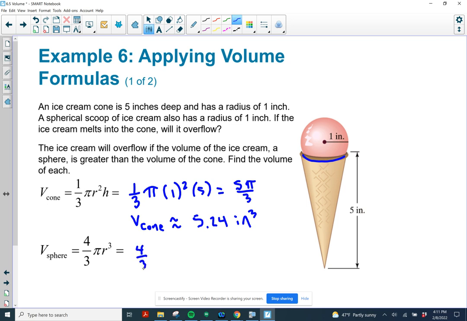For the sphere, our radius is 1. So we do 4/3 times pi times 1 cubed. That's 4/3 times pi, or 4 pi over 3. Either way you want to do it, it doesn't really matter. And that's going to be, let's see what that is. Let's grab the calculator, get us a volume.